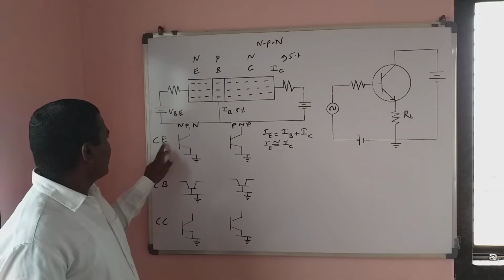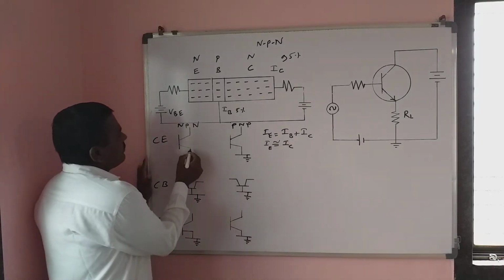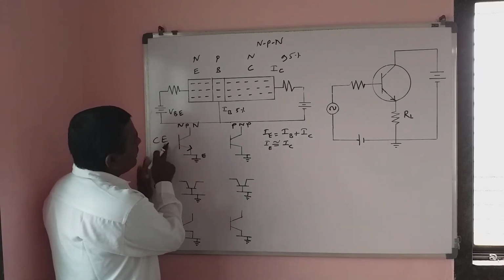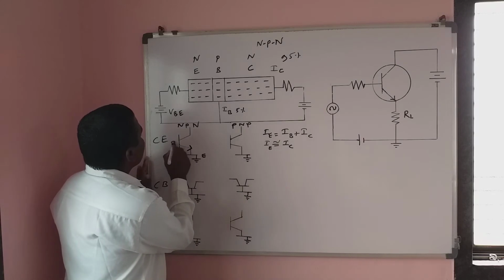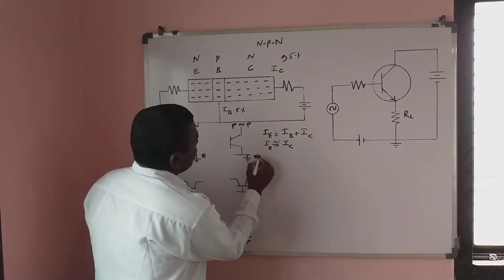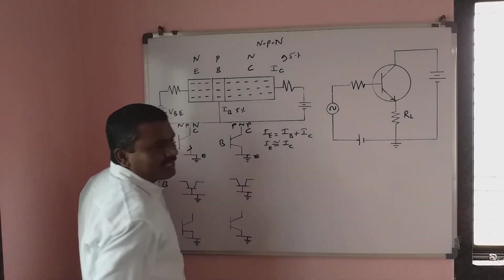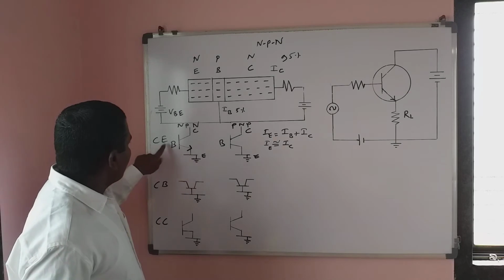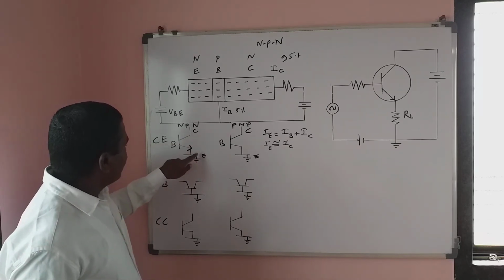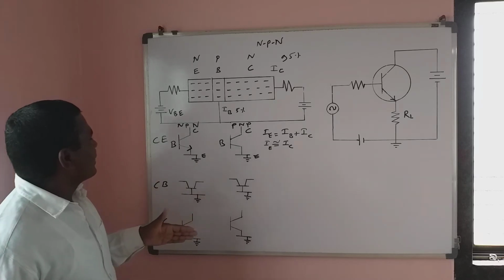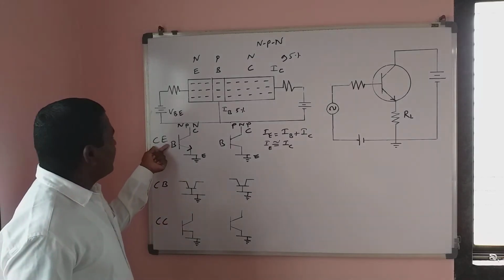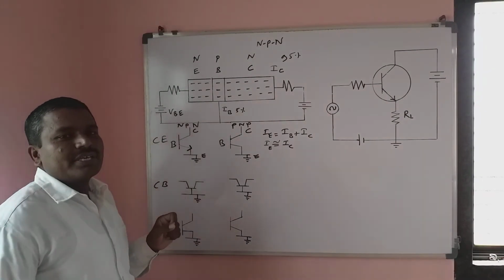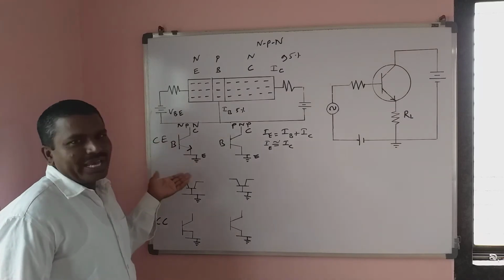Here we consider the common emitter, and in that the direction of the emitter, suppose this is the emitter, this one is the base, and this one is the collector. These are the three doped regions. If we consider the NPN transistor, the emitter arrow goes in the outward direction. In that, the common emitter, or emitter in the transistor, is common for both input and output.